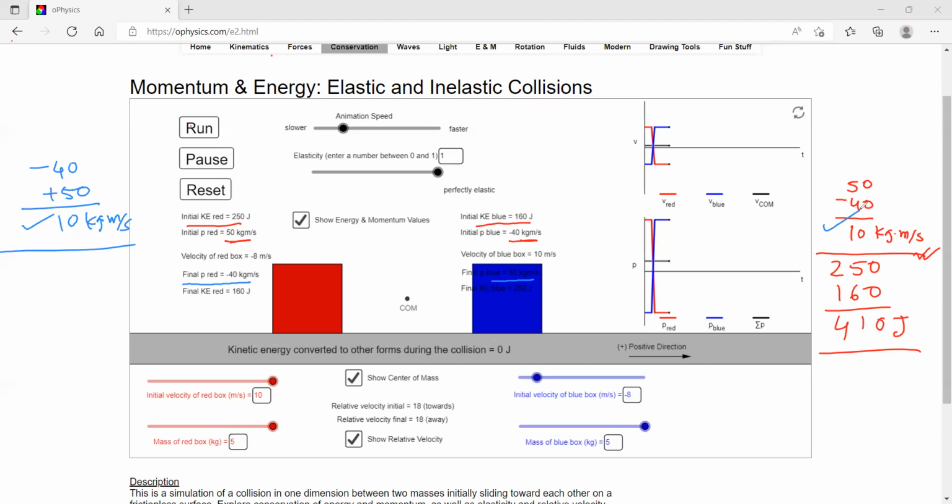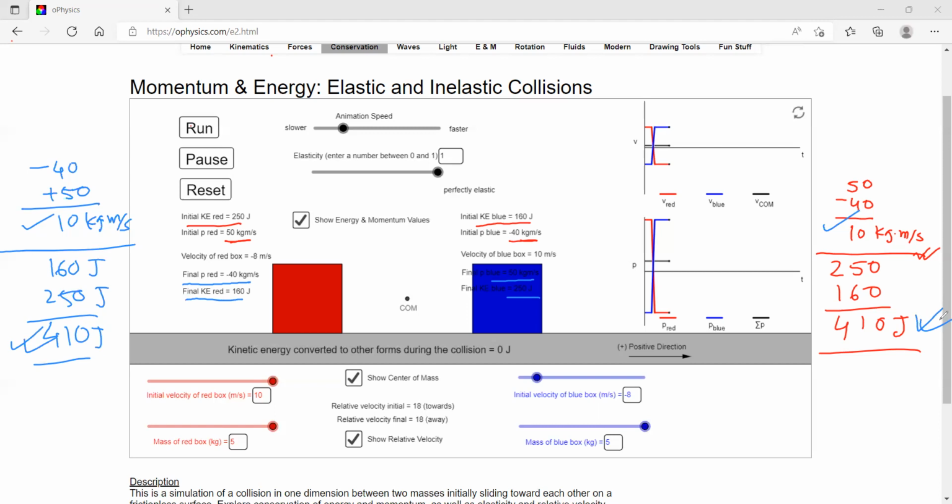How about the kinetic energy? Now you see that the kinetic energy for this one is 160 and this one is 250. So 160 joule, 250 joule, and it is again 410 joule. So again it is conserved. Okay, so we see that for elastic collision, both kinetic energy and the momentum are conserved.